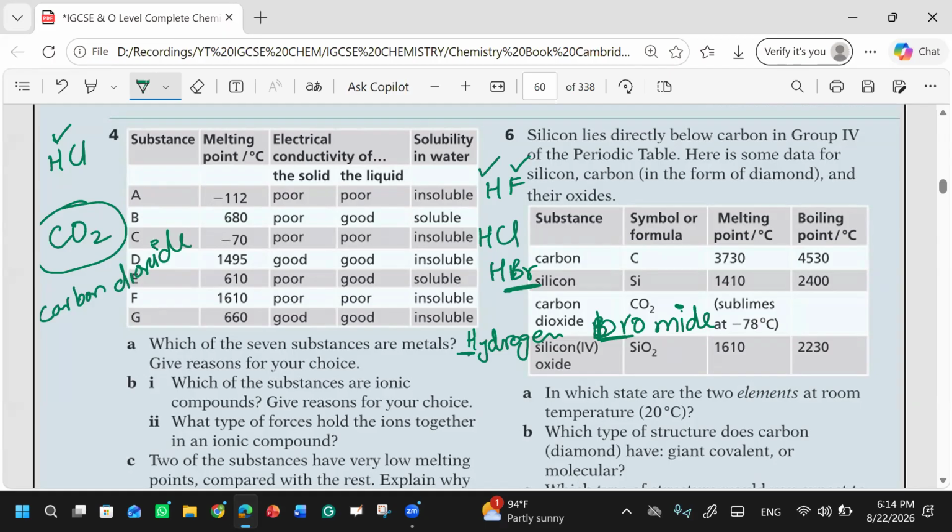And if we have a metal and non-metal, like in an ionic compound, which one will be given the first name?